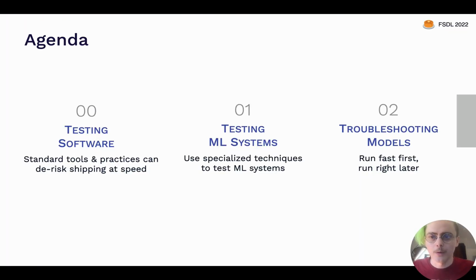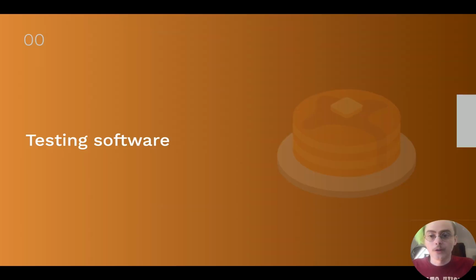High level outline of what we're going to cover today. We'll talk about testing software in general and the standard tools and practices that you can use to de-risk shipping software quickly. Then we'll move on to special considerations for testing machine learning systems, the specific techniques and approaches that work best there. And then lastly, we'll go through what you do when your models are failing their tests, how you troubleshoot your model. First, let's cover concepts for testing software.